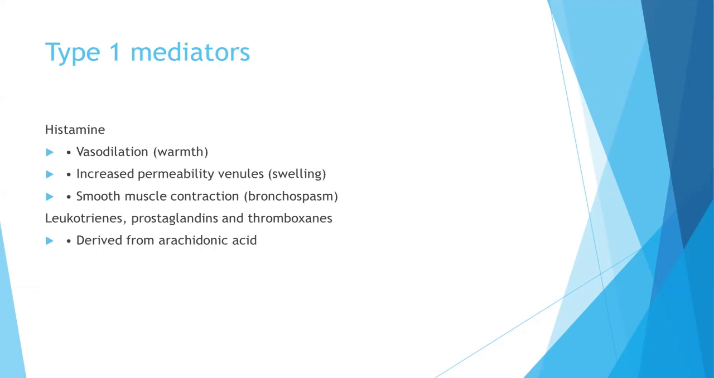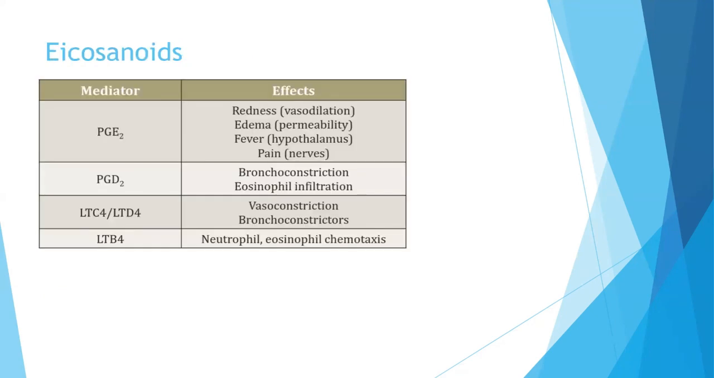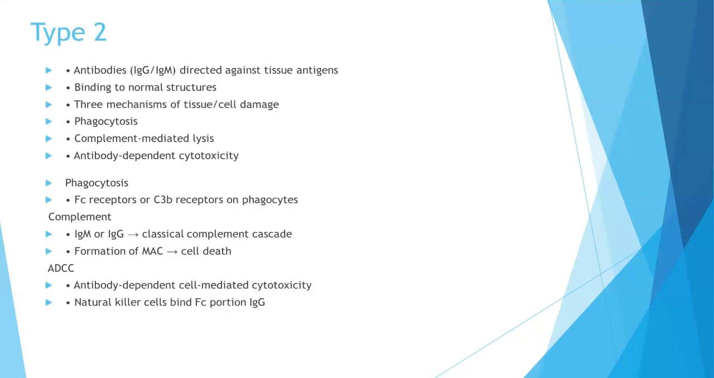The type 1 mediators are histamine, which causes vasodilation and warmth, increased permeability of venules leading to swelling, and smooth muscle contraction leading to bronchospasm; and leukotrienes, prostaglandins, and thromboxanes, which are derived from arachidonic acid. So eicosanoids are among the mediators of type 1 hypersensitivity. PGE2 causes redness due to vasodilation, edema due to permeability, fever through action on the hypothalamus, and pain. PGD2 causes bronchoconstriction and eosinophil infiltration. Leukotrienes C4 and D4 cause vasoconstriction and bronchoconstriction, and leukotriene B4 causes eosinophil chemotaxis.